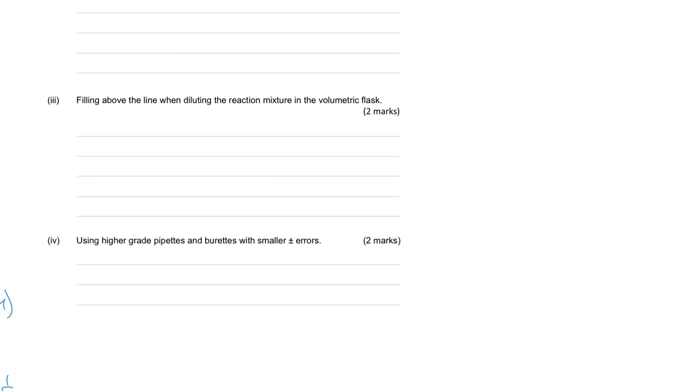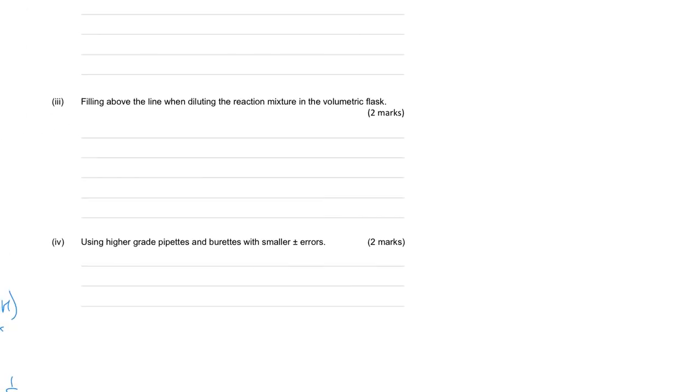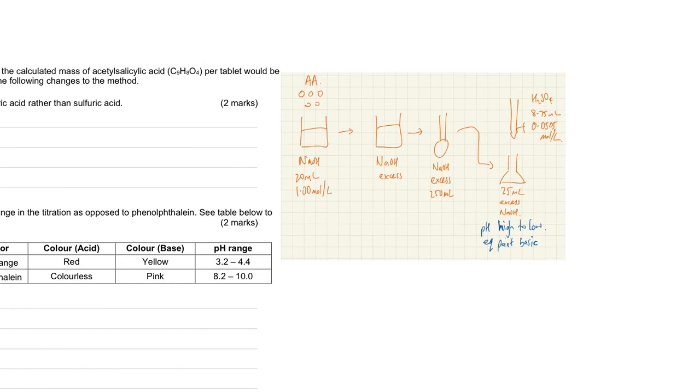Okay, filling above the line when diluting the reaction mixture in a volumetric flask. Okay, so this one here is to dilute. That means the titre volume here will be too low, and it's exactly the opposite of what we said last time. If the titre here is too low, you think that there's not a lot of excess. If there's not a lot of excess, you think that there's a lot used. If you think there's a lot used, you think that the mass of these is going to be greater than it actually is.